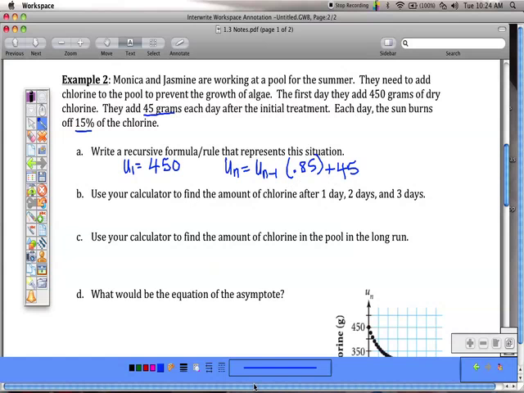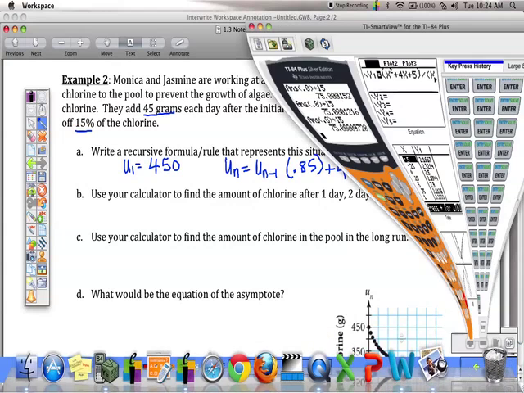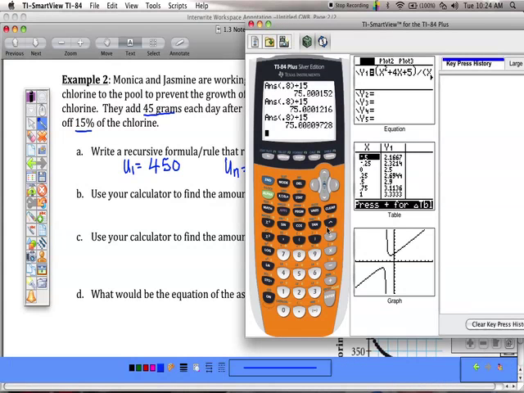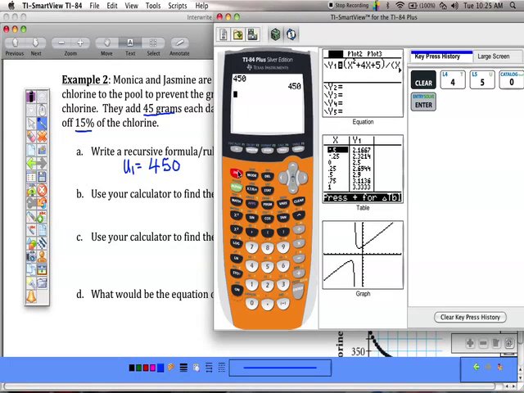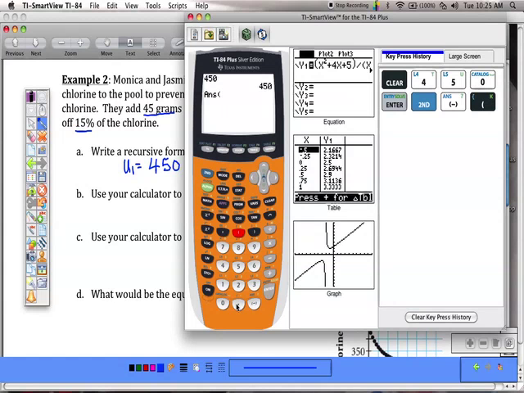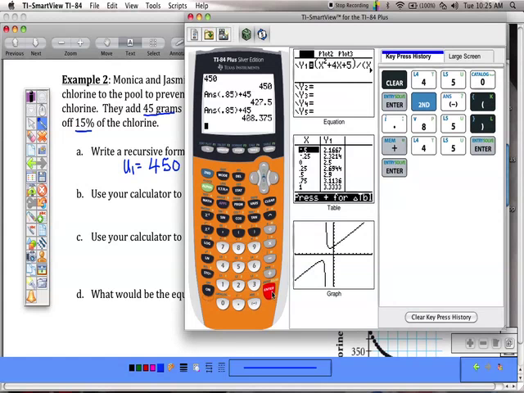Okay, so again, let's go to our calculator. Type in your initial value, 450. So let me clear this. So we have 450. Hit enter. We're going to type in our sequence here. So we're going to hit second answer times 0.85 plus 45. Okay, so after 1 day, it looks like there's 427 grams. Here's 2 days, 408.375 grams. Here's after 3 days, 392.12 grams of chlorine.